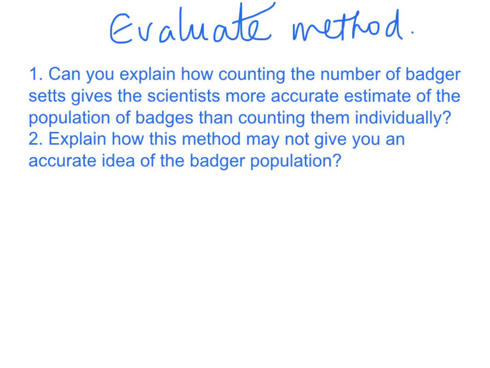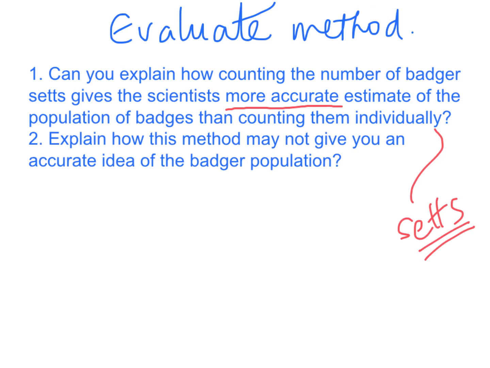Two evaluation questions to consider in this particular example of estimating badger population, or comparing badger population in different habitats. Can you explain how counting the number of badger sets gives a scientist a more accurate estimate of the population of badgers than counting them individually? Okay, so how does this method of just looking for sets work? Remember, scientists were looking for badger homes, the burrows and the holes on the ground, rather than counting badgers.